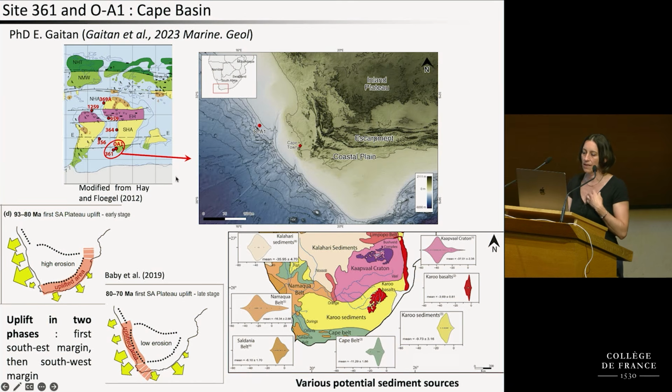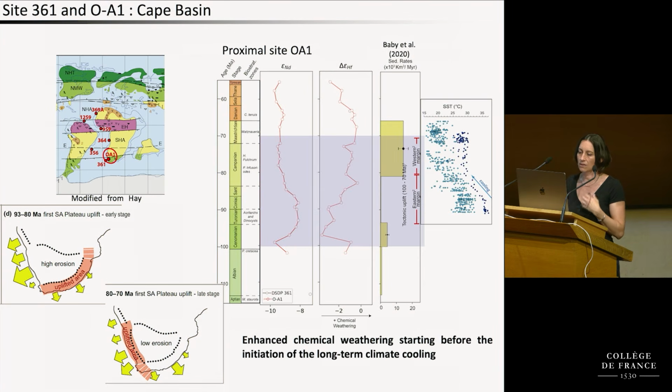And so the last site to present to you is interesting because we have two sites on the southern part of Africa that are located closer and farther away from the continent, and it allows us to compare the propagation of the signal and see if we have a difference between a signal acquired closer to the continent and more distantly from the continent.